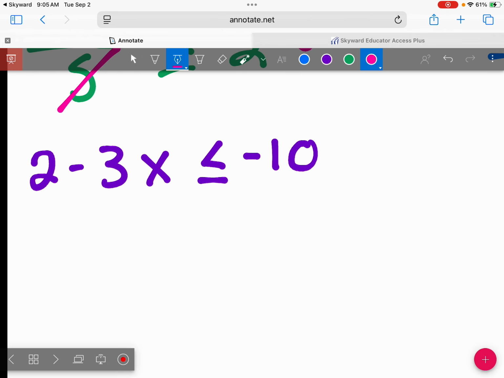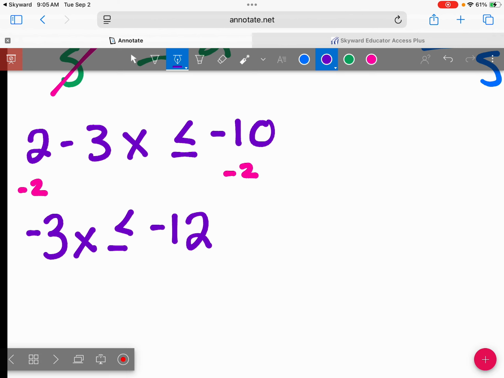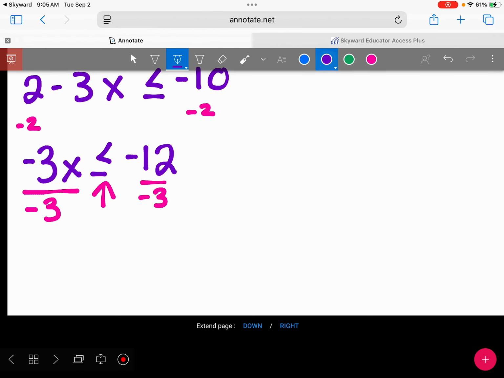Then what are we going to do? Subtract the 2. Minus 2, minus 2. We get negative 3x is less than or equal to negative 12. What next? Yeah, if we divide by this negative 3, whenever we multiply or divide by a negative number, that sign changes. So this side is going to become that x is greater than or equal to 4.